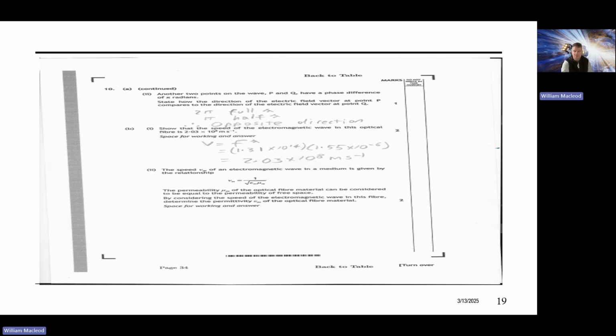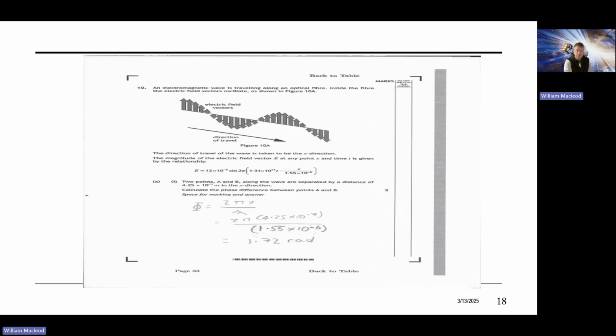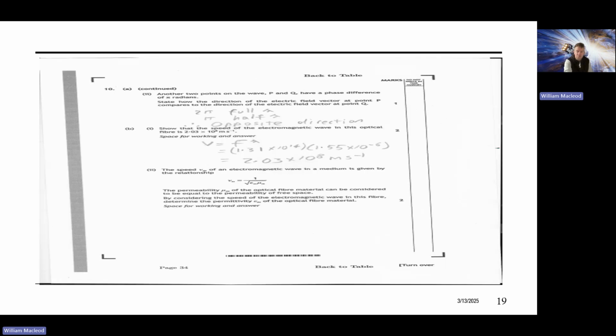So show that the speed of the electromagnetic wave in this optical fibre is 2.03 times 10 to the 8 meters per second. Well, for that, we need the frequency and we need the wavelength. So we look at our equation and we can work out the frequency from that equation. We can also work out the wavelength of that equation by comparing it to a standard wave equation. We plug in these numbers and we do indeed get 2.03 times 10 to the 8 meters per second.